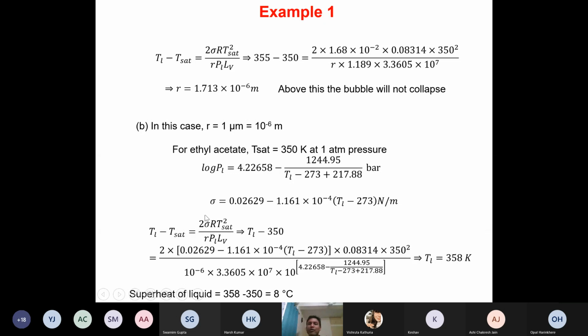So what it means is, in order to have a stable bubble of size 1 micrometer, one needs to have a temperature of the liquid which is equal to 358. That means the degree of superheat required in this case is 8 degrees Celsius, isn't it? 350 is the saturation temperature, 358 is the TL required. So the difference is going to be 8 Kelvin or 8 degrees Celsius, which is the amount of superheat required for the formation of the stable bubble of 1 micrometer.